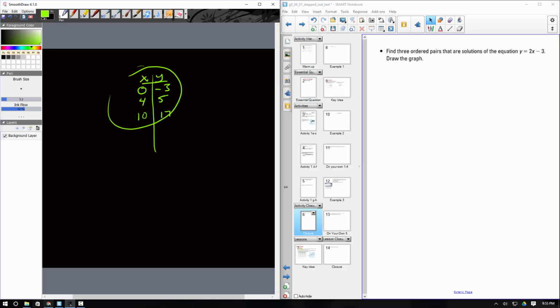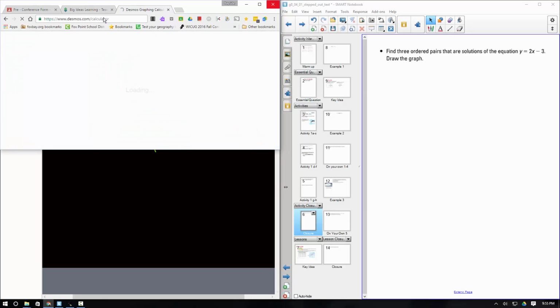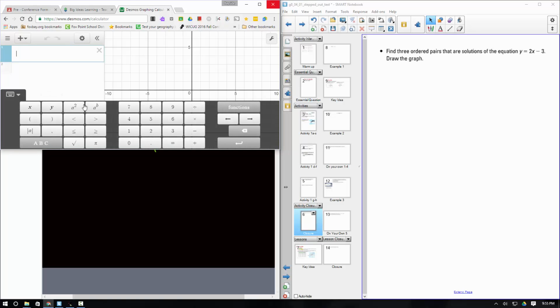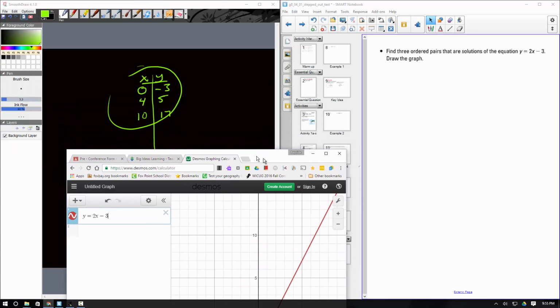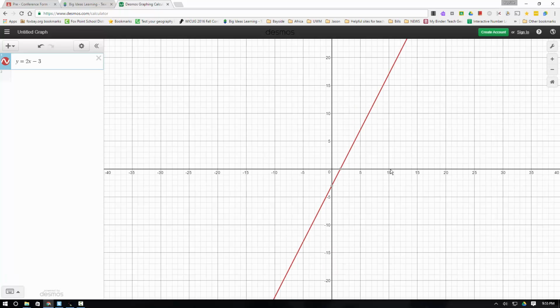And I just want to show you something real fast. I'm going to open up a new tab here. I'll call it Desmos. This is a great thing to use. And I'm going to say y equals 2x minus 3. And if we look here, the point I had a moment ago was 10, 17. So if I go to 10, zoom out, where it crosses is right here. This is where x is 10 and y is 17. So these are all different values that work along this line.